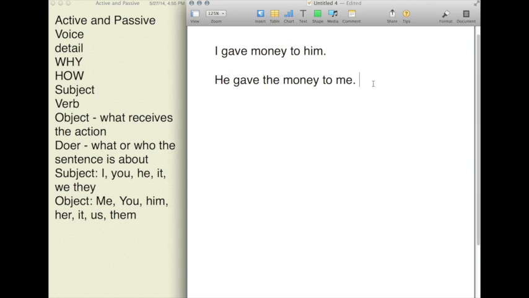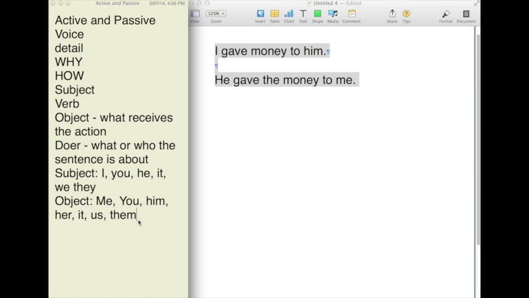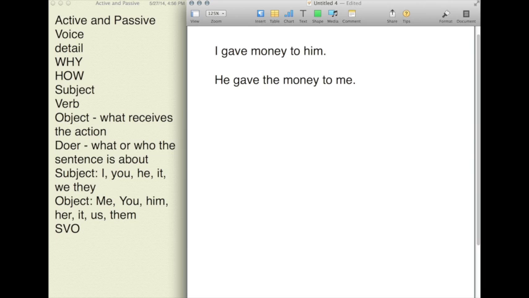So, these are active voice sentences. An active voice sentence is when you have a subject, a verb, and then an object. Subject, verb, object. Let me give you a couple of examples. I painted the house a light shade of blue. I am the subject. Painted is the action I did. And house is the object, or what receives the action. A light shade of blue is just the detail.